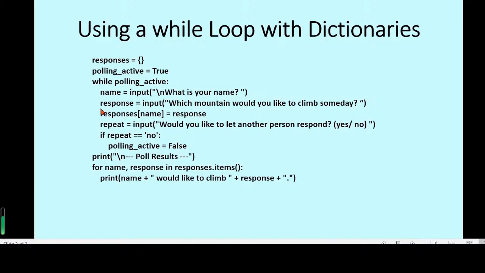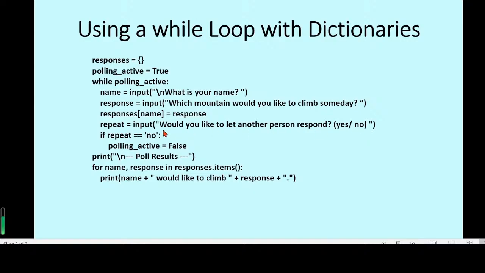Then, in the dictionary created here, we add key value pairs for name, the person, and its response, the value of this mountain. Then repeat is another input for the user to enter. The prompt is, would you like to let another person respond?